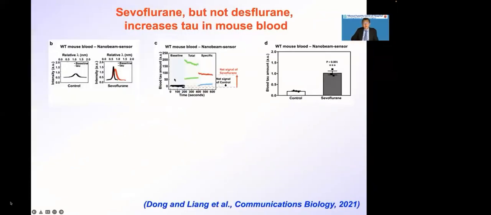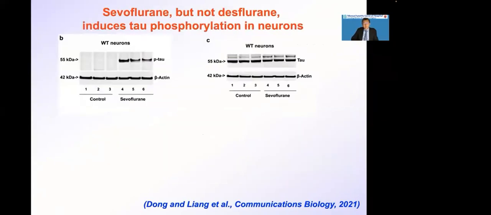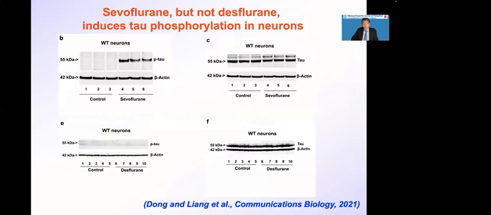So here's the data. We first show that giving sevoflurane to young mice, we can observe an increase of tau in the blood of young mice. But desflurane, on the other hand, doesn't increase the tau in the blood. Next, we found sevoflurane can cause tau protein phosphorylation inside neurons, but again, not desflurane.